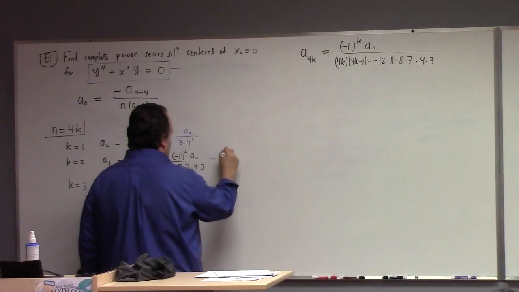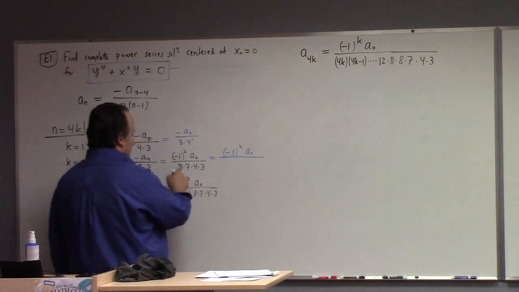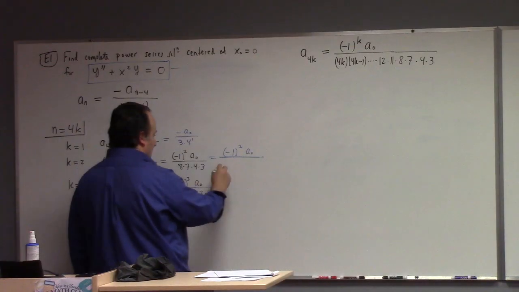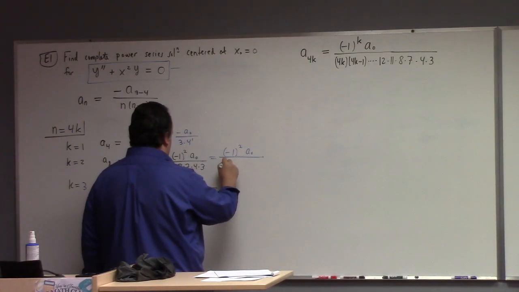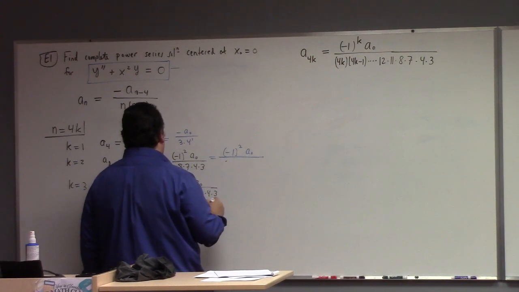This is minus 1 squared times a sub 0. How many 4s do I got? I got 1 and 4, so I've got 4 squared. But I've got, golly, goodness gracious. Is that what I want? Is that what I want?